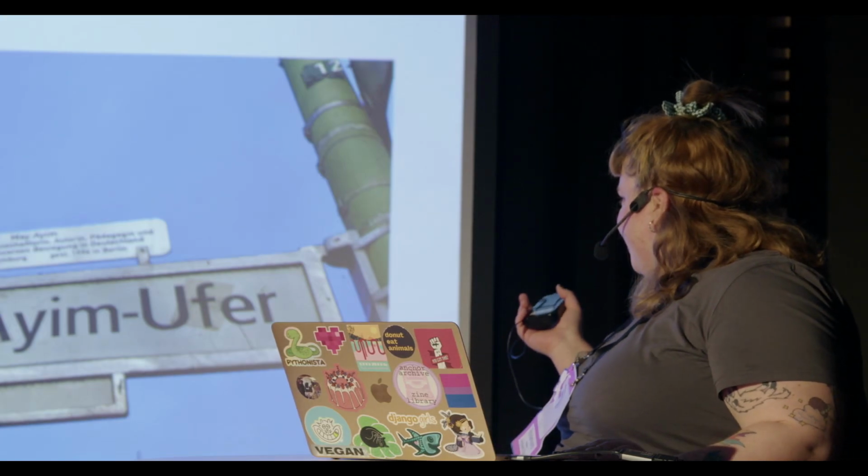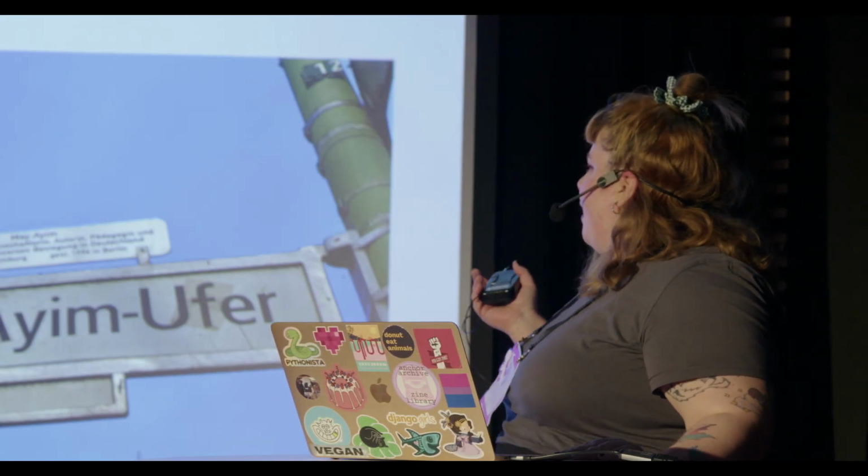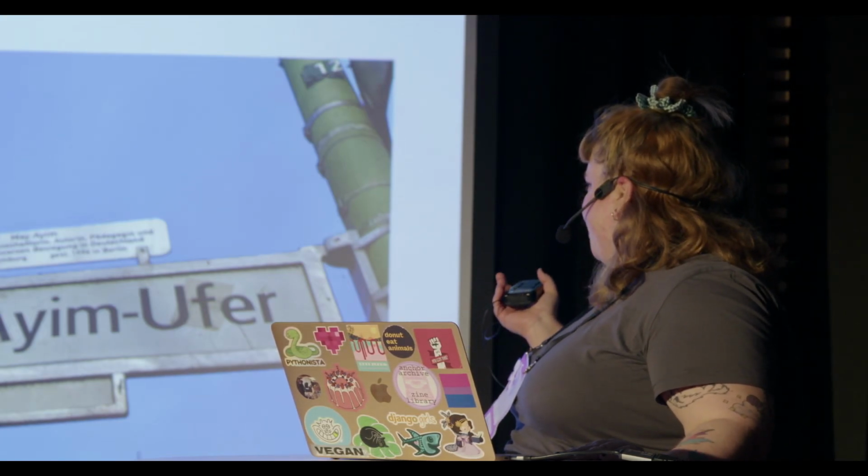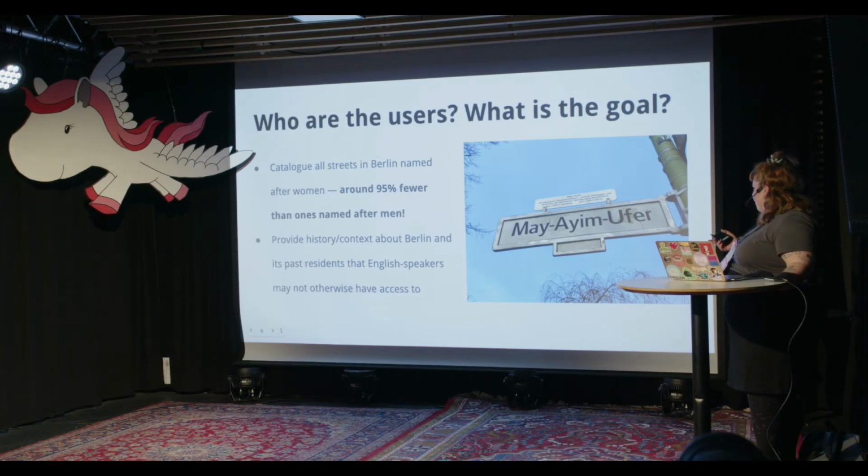And this is an example of one of the signs, of May Ayim. She was a Black German poet, and she coined the Afrodeutsche movement, so this movement of Black Germans and creating a name for this culture.